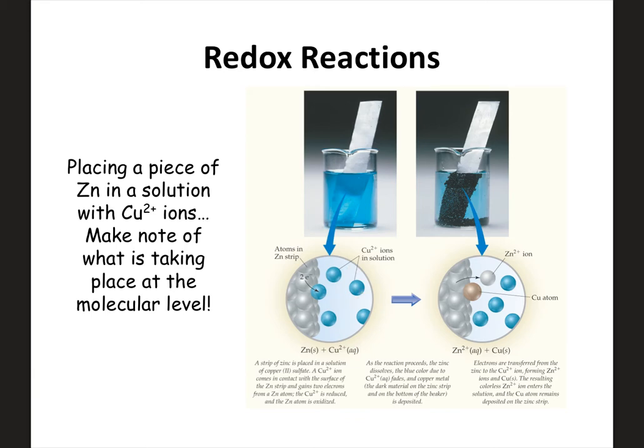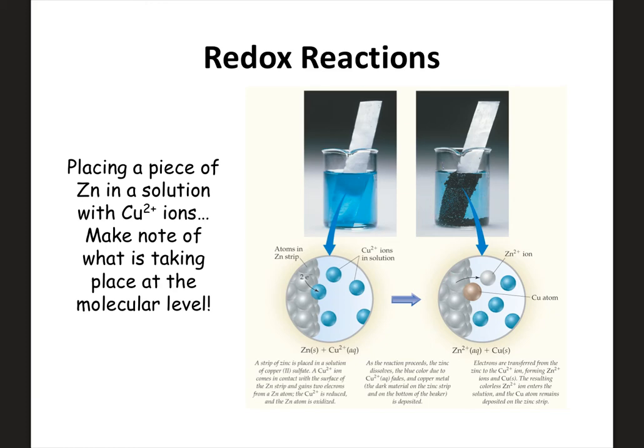So as the zinc loses electrons, it forms Zn2 plus, and you can see here the Zn2 plus is now entering the solution. But those Cu2 plus ions now are gaining those electrons, okay? This is reduction now. So the Cu2 plus ions gain those electrons, forming solid copper. And if you notice, the solid copper atoms start to plate on the zinc.